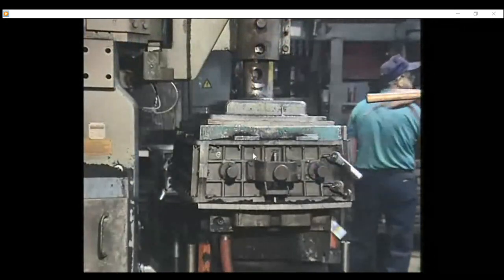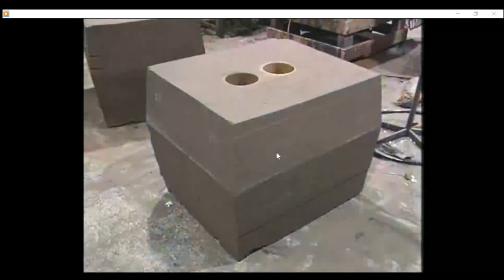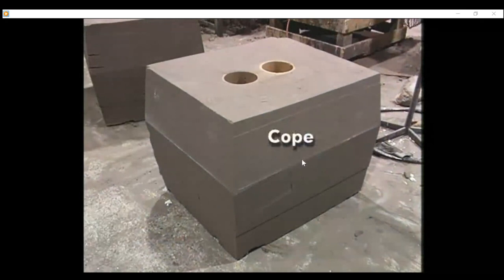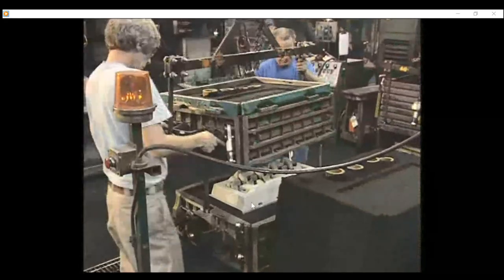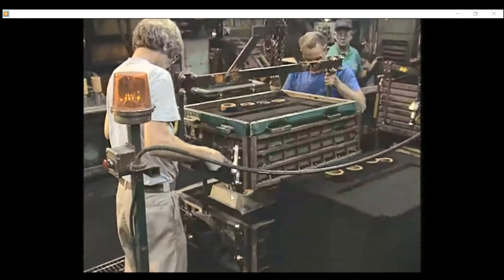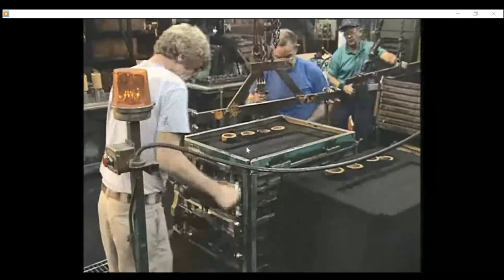Now this is a mold preparation. This is a flask. This is the sand inside. And now the flask is removed. This is a cope and this is a drag. This is a sprue. This is a riser. This is a pattern. They put the pattern here.